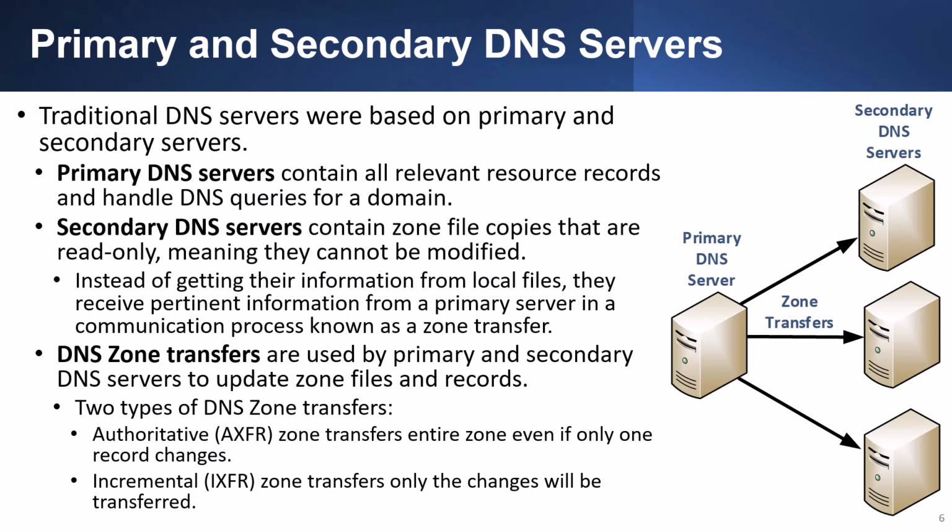DNS zone transfers are used by primary and secondary DNS servers to update zone files and records. Two types of DNS zone transfers are: the authoritative zone transfer, which transfers the entire zone even if only one record changes, while the incremental zone transfer transfers only the changes.